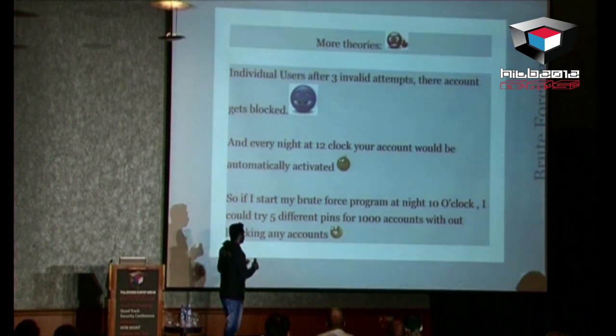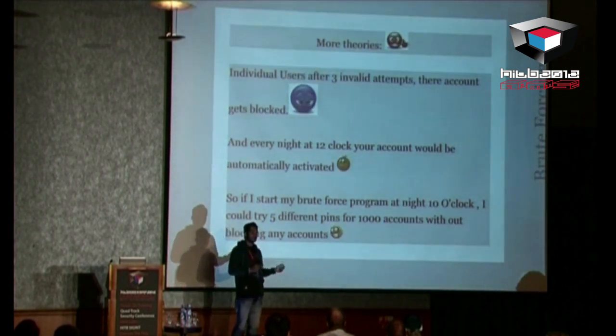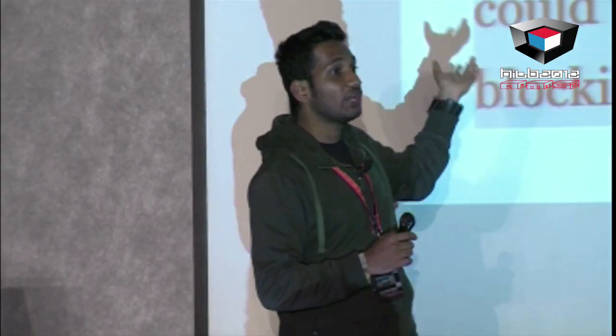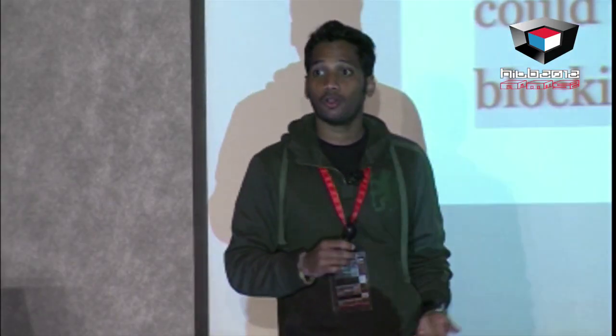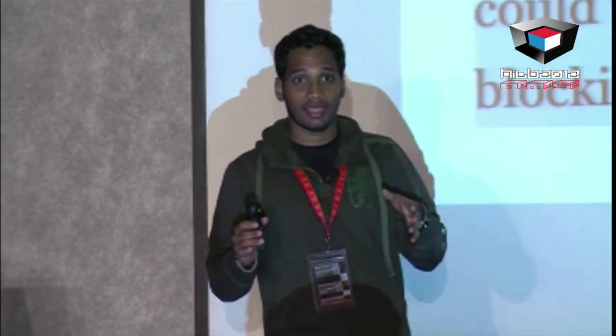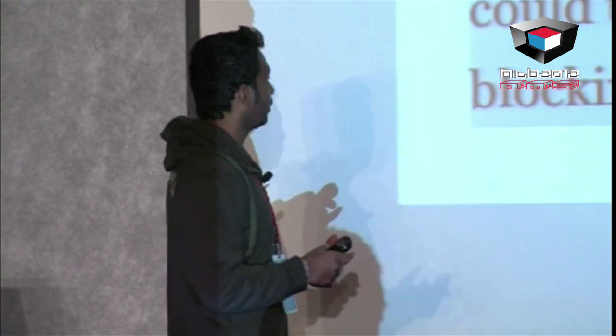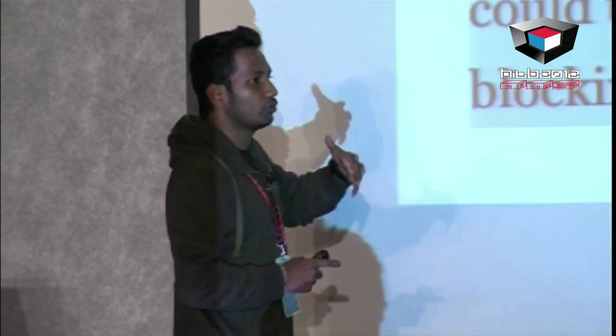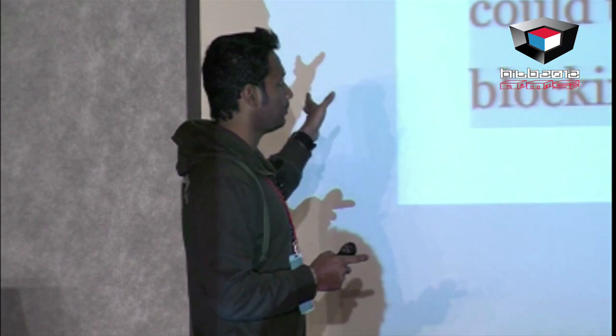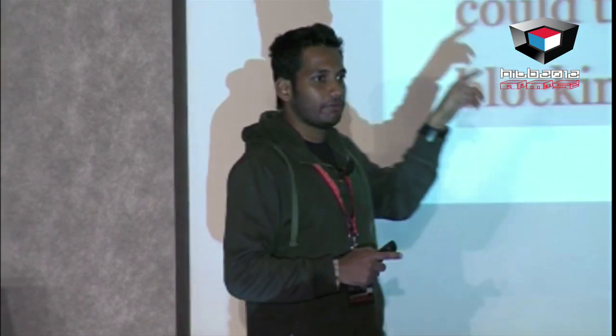This makes it wider, because if we start our brute force program at 10 o'clock at night and continue till 12, trying three different PINs for multiple users, all the accounts will be blocked at 12 o'clock. But once 12 o'clock is over, all the accounts will be reactivated. So again we get three more attempts. So if we don't want to block the accounts again, from the time period 10 o'clock to 12 o'clock we have about five different attempts.